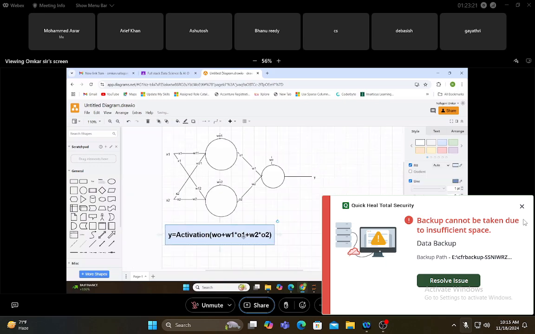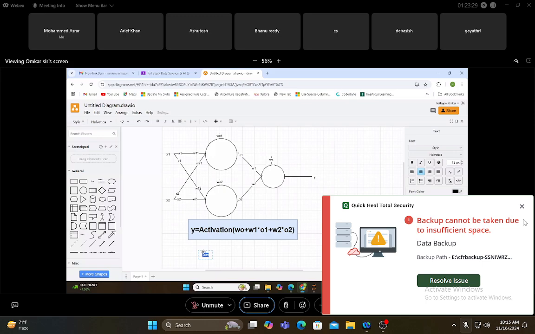But again, what is the question? What is O1? Write the formula now. O1 is equal to activation of W01 plus x1 into W11 plus x2 into W21. Very good. x1 into W11 plus x2 into W21.